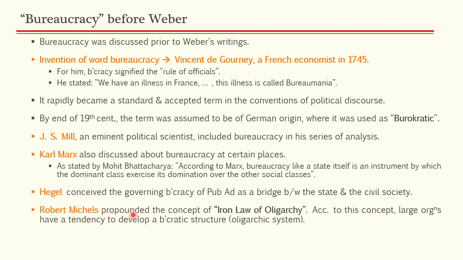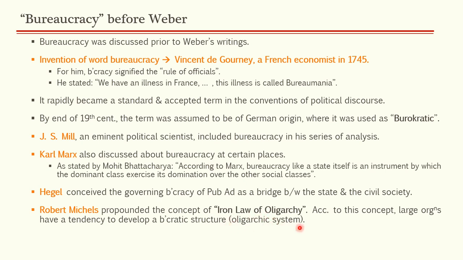Robert Michels was another thinker who propounded the concept of the iron law of oligarchy. Now what is oligarchy? Oligarchy is nothing but control of power in a limited group of people. If they control power, they are called oligarchs, or an oligarchy. So Robert Michels gave the concept of the iron law of oligarchy. According to this concept, large organizations have a tendency to develop a bureaucratic structure, which is nothing but an oligarchic system.